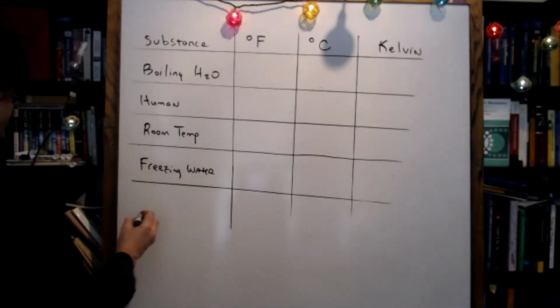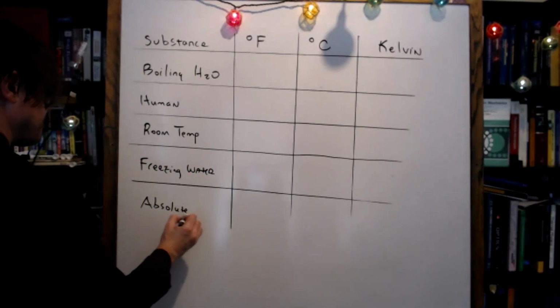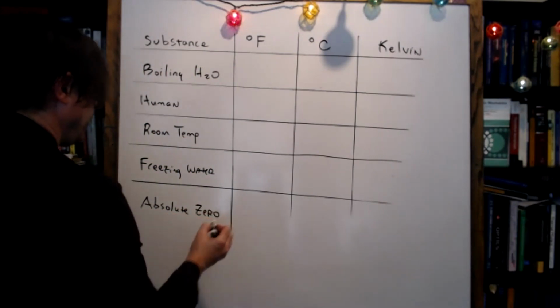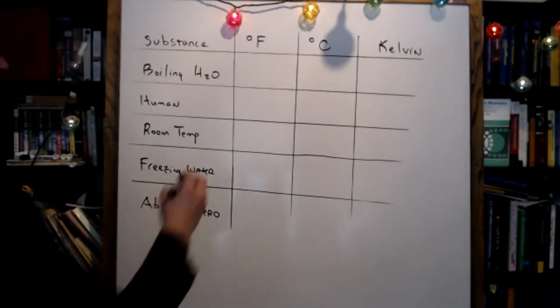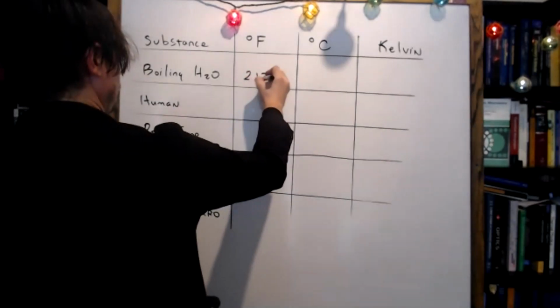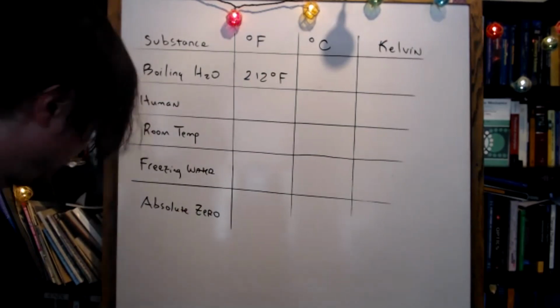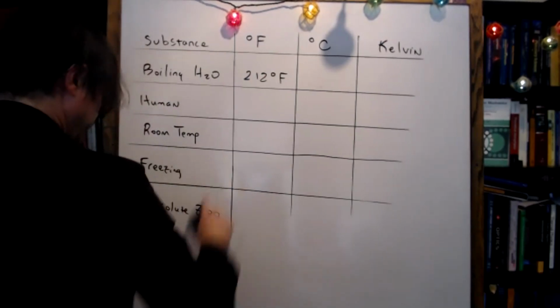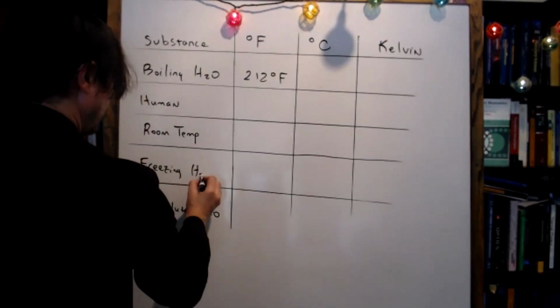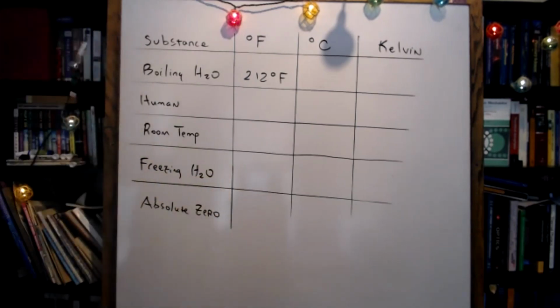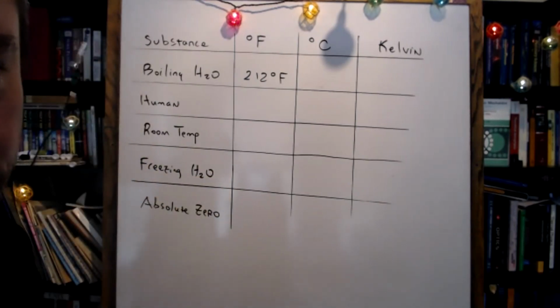I should have put H2O. And then last, we'll talk about absolute zero. All right, guys, what do you know? You know now that boiling water is 212 degrees Fahrenheit. I sure hope you know freezing water. I mean, you know what temperature water freezes at, right? In the Fahrenheit scale? 32. All right.